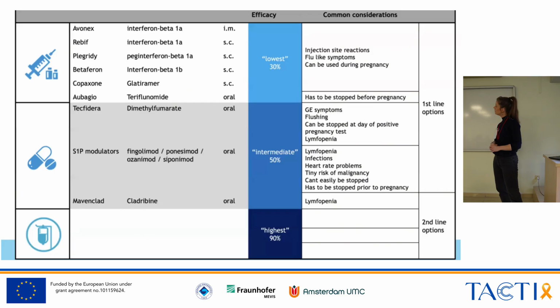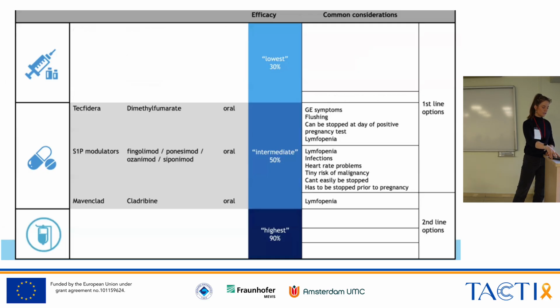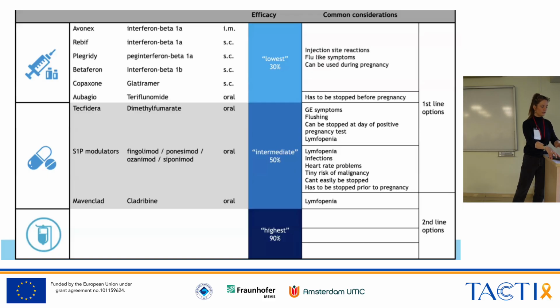Most of the time we start with the dimethyl fumarate. Yeah, so the dimethyl fumarate is the first. I think that is the same in our center. So the injections we do not often prescribe. The lowest efficacy pill, the teriflunomide, on the lowest end, we also don't prescribe.